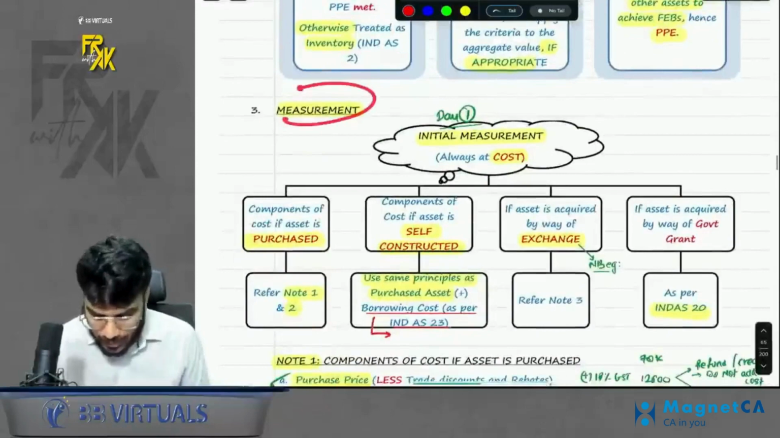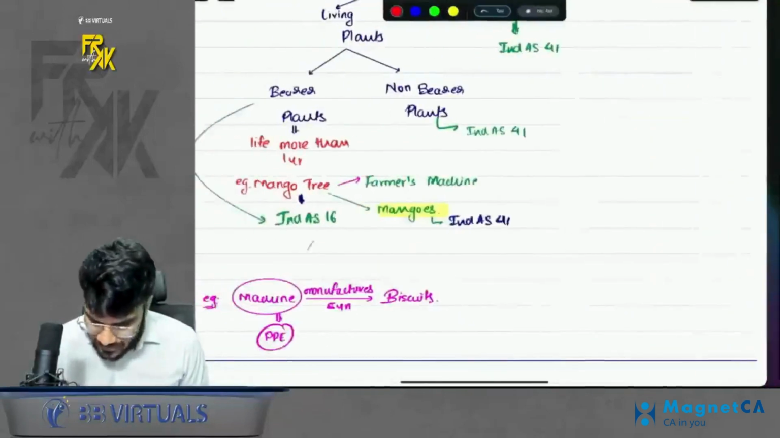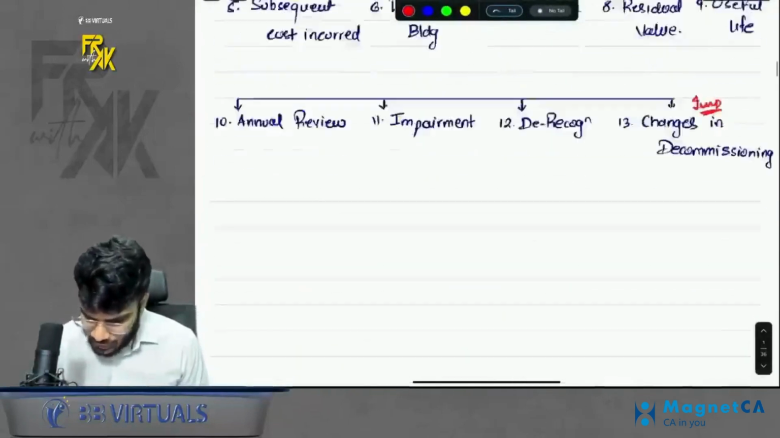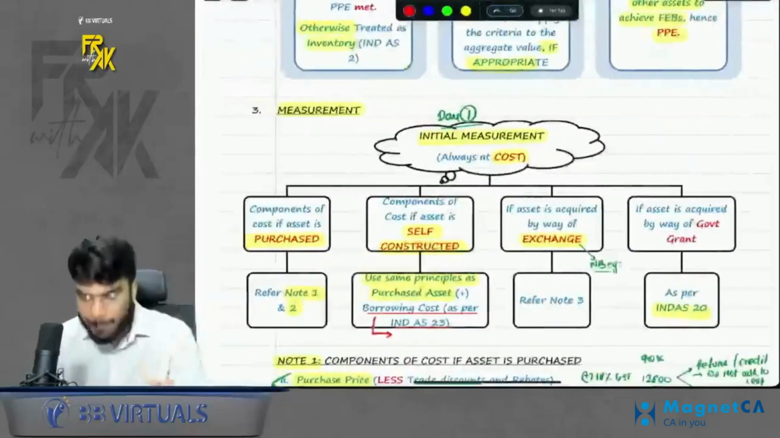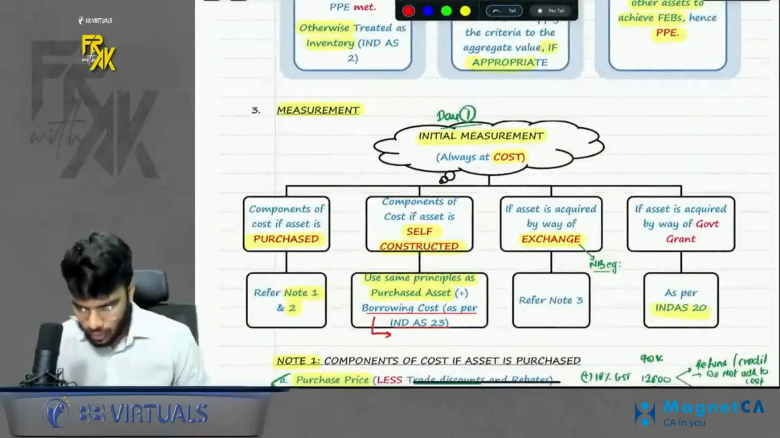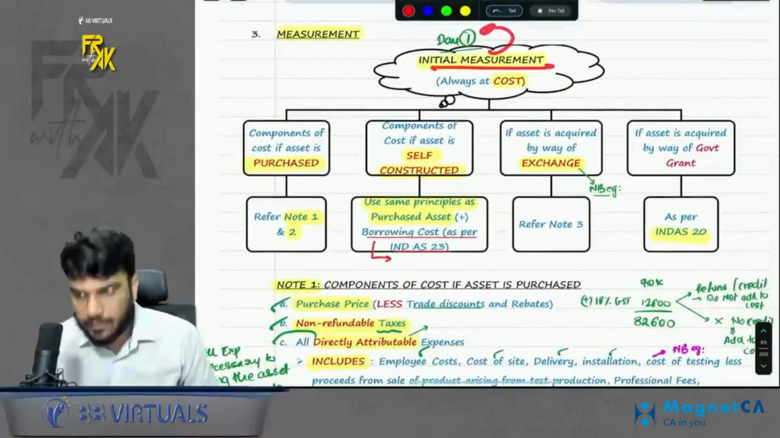Next point is measurement. Measurement can be classified into two parts. One is initial measurement and second is subsequent measurement. The initial measurement will always happen at cost. Always at cost. Initial means the measurement on day one.